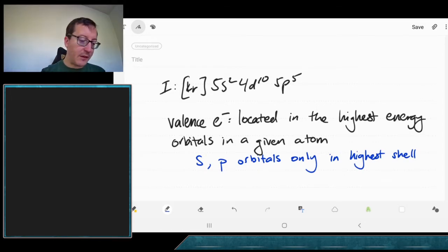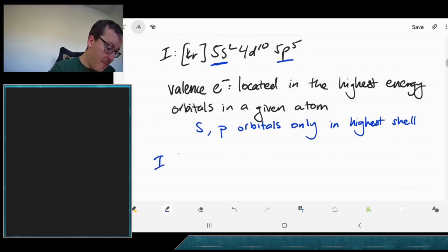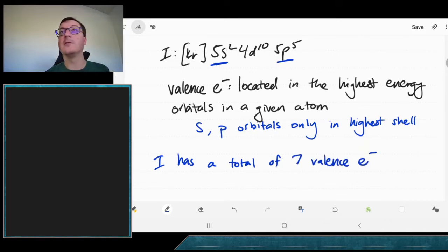And so, if we were to look at the valence electrons on iodine, it would be those two. The electrons in 5s and 5p for iodine would be its valence electrons. And so iodine has a total of 7 valence electrons. Those are the ones in the s and p orbitals in their highest shell. For iodine, that's shell 5, and we count all the electrons in the s and p orbitals there. So we have 2 in s, 5 in p. Putting those together, that's 7.